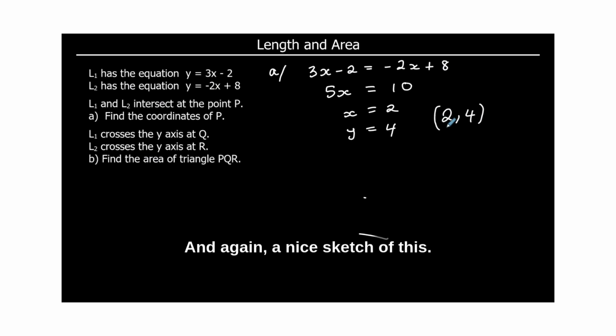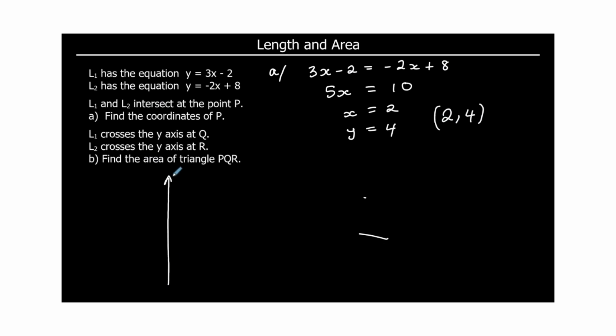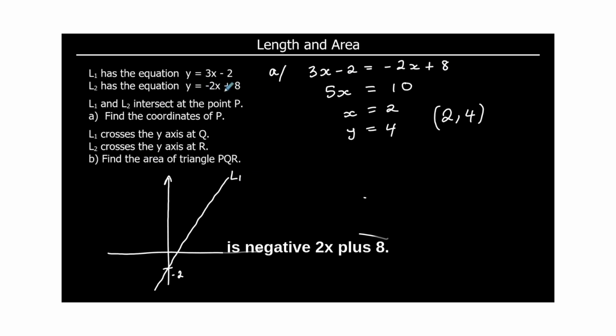And again, a nice sketch of this. So L1 crosses the y-axis at Q. So that's got an equation of 3x minus 2. So that is a line like this. That's L1. L2 is negative 2x plus 8.